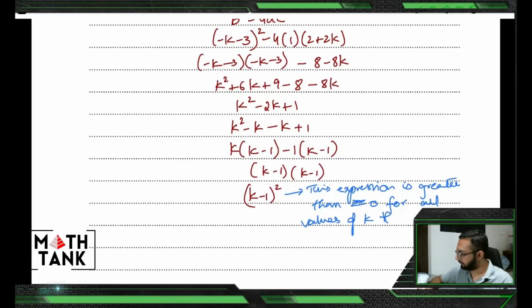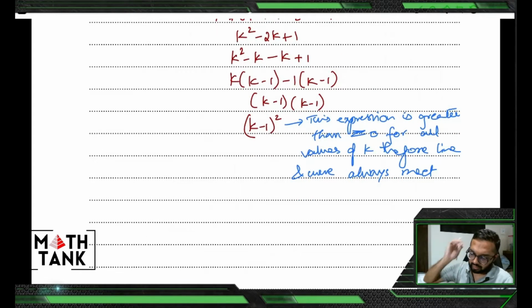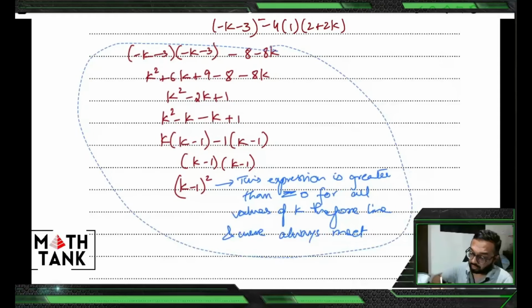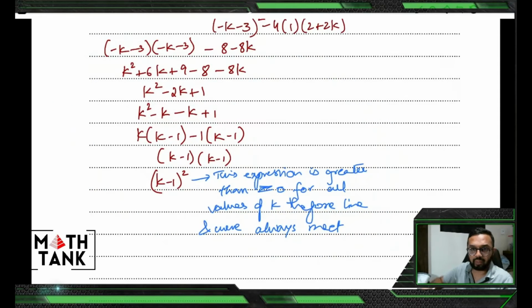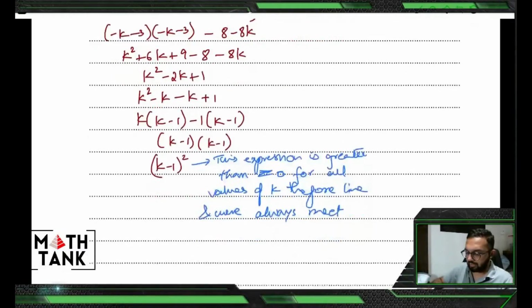Therefore, the line and curve always meet. I don't know if it's one meeting point or two meeting points. That is what I don't know, but that is not what this question is about. It's about concluding whether the line and curve meet or not, and for all values of k, regardless of whatever value of k you put in, that's the answer that you get. That's the first challenging question.